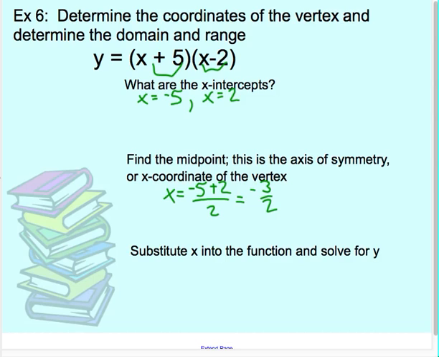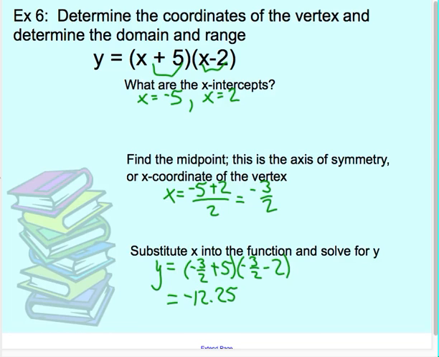Taking that value, substituting it into the function, and evaluating for this one, we get -12.25, or -12 1/4.